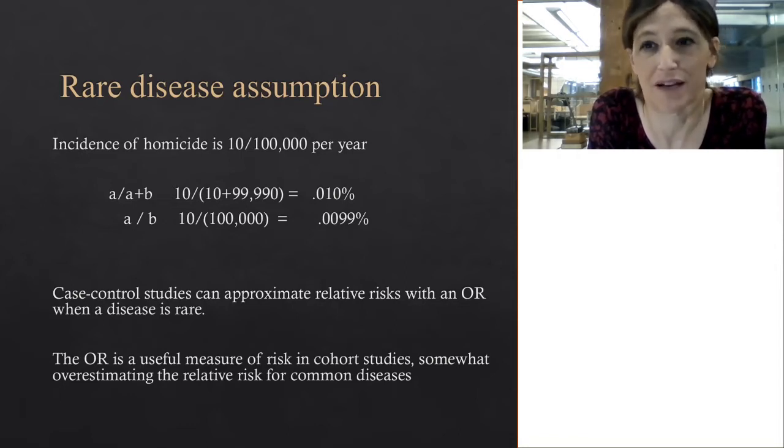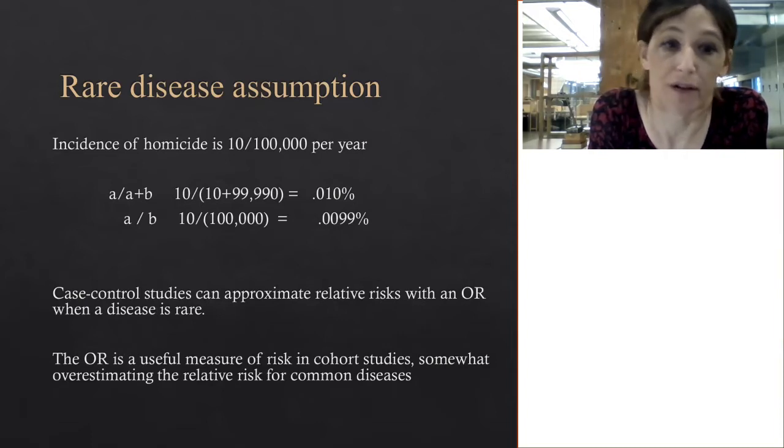So the odds ratio is kind of a miracle in some ways that we can calculate from a 2x2 table from a relatively small case control study. As long as it's a rare disease, it's a fairly good approximation of the relative risk. So yeah, odds ratio can also be a useful measure in risk in cohort studies. It somewhat overestimates the relative risk for common diseases.